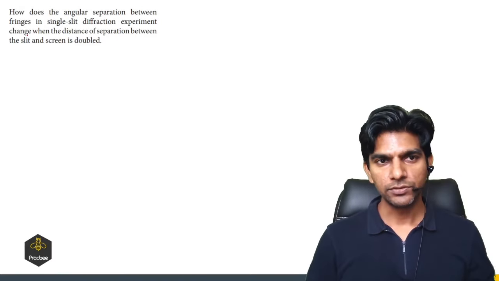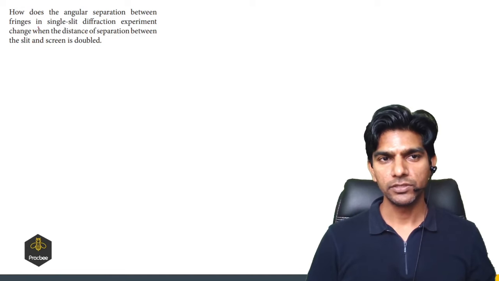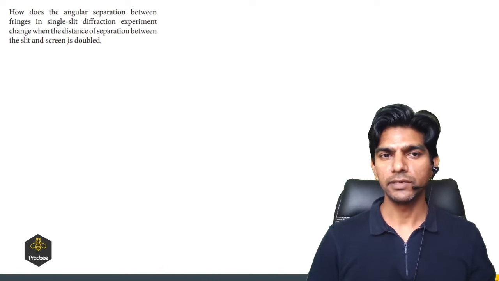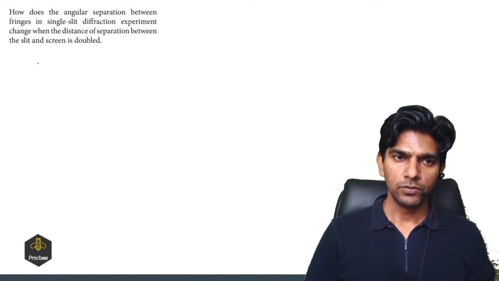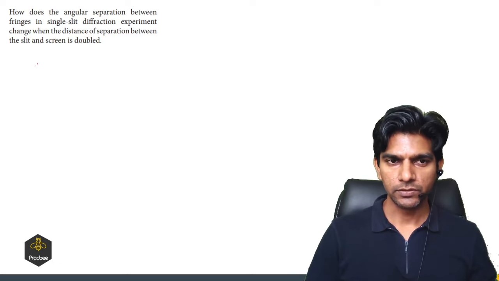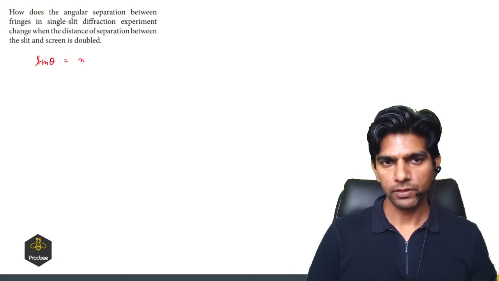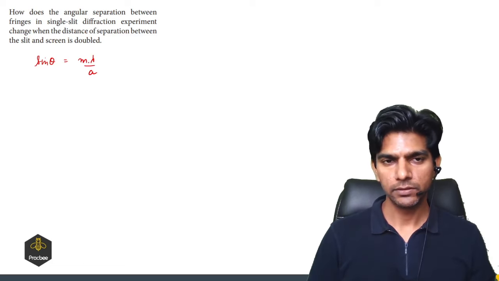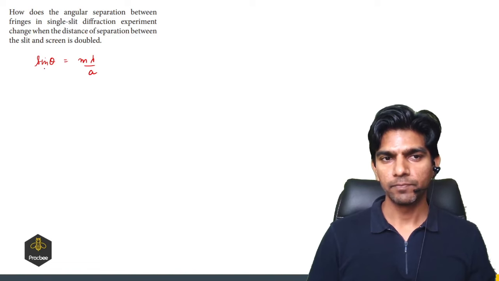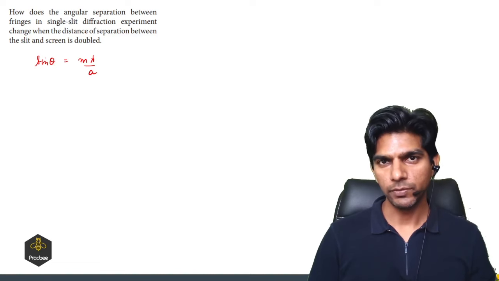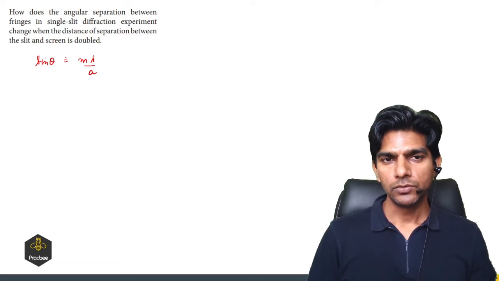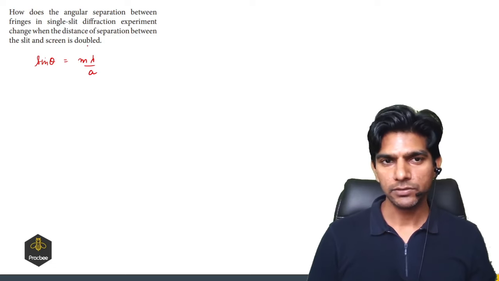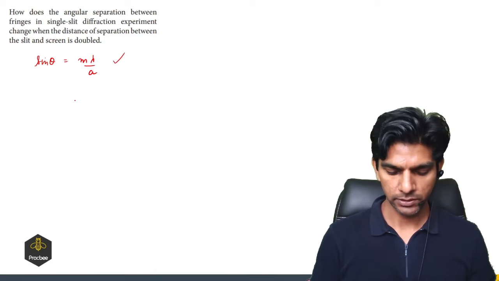Now let us see this illustration. How does the angular separation between fringes in a single slit diffraction experiment change when the distance of separation between the slit and the screen is doubled? If you look at the expression, we have seen sine theta is equal to m lambda by a, where a is the width of the slit, lambda is the wavelength, m is an integer, and theta is the position of first minima from the slit. So angular separation does not depend upon the distance between the slit and the screen, so there will be no change. So we should remember this.